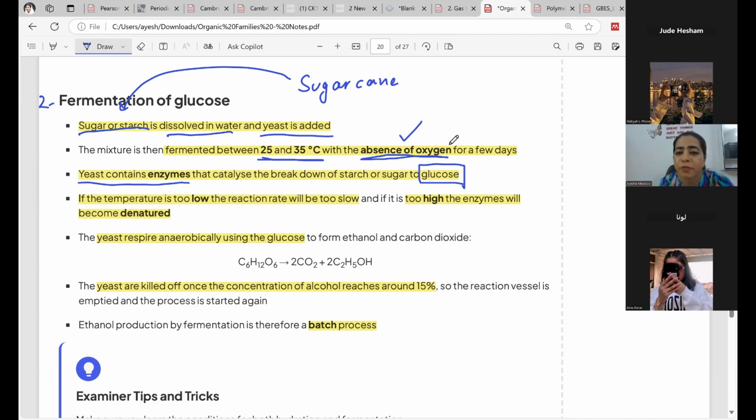So in the absence of oxygen, we have to do this reaction for a few days. So it will take time to do this reaction. Temperature should not be very low because reaction will be very slow. It should not be very high because the enzyme will denature at high temperature.